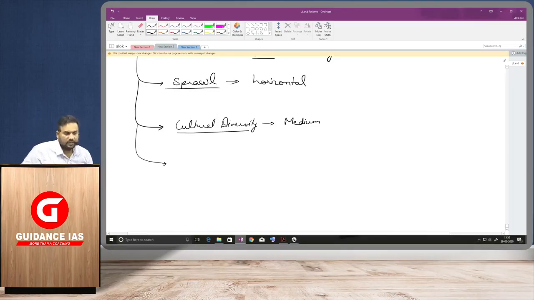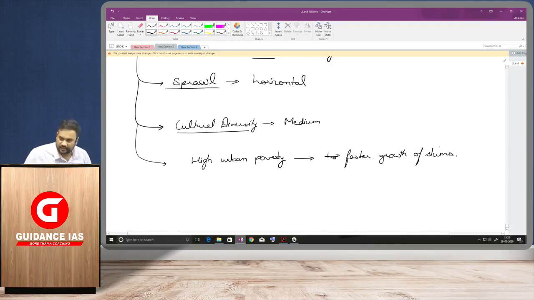Here again in both of them, because there is the phenomenon of metropolization or primacy, like Latin America, there is high urban poverty. Both of these places have seen high or faster growth of slums. So this is a big problem that they are facing. Several forms of urban crisis they are experiencing, like the delivery of services, traffic jams, pollution, a variety of urban problems.